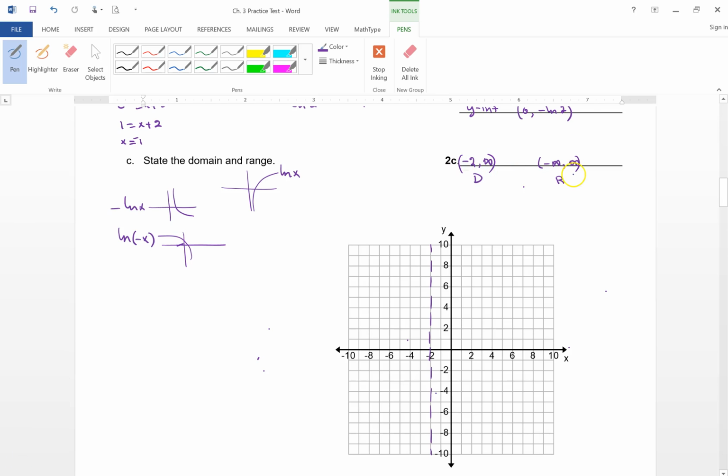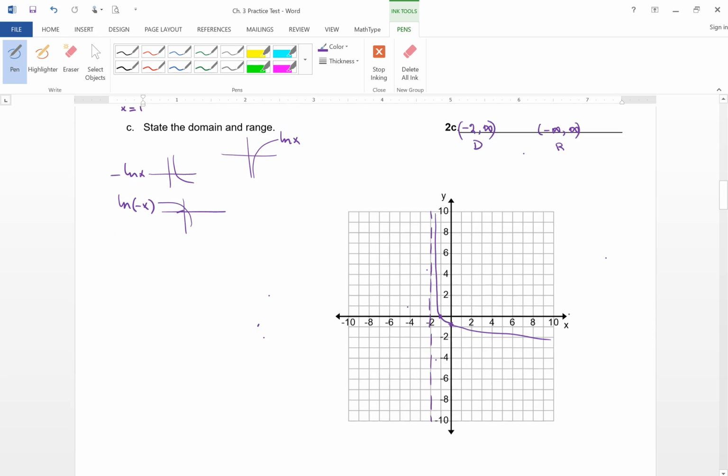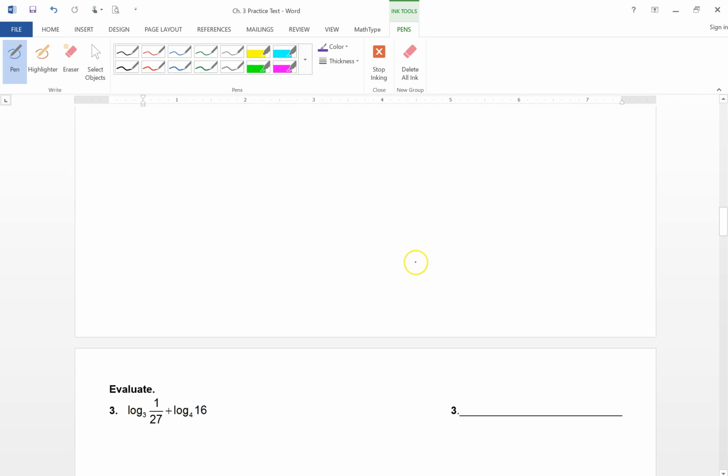So here, this is my domain and this is my range. To graph this, we're going to pick points, right? Do you remember how we were doing this before? Yeah. Right? So we pick points. Okay, we already have 2 points here. The x-intercept is negative 1 comma 0. The y-intercept is 0 comma negative ln of 2 here. And it's going to go down to the right. And it follows an asymptote on this side.